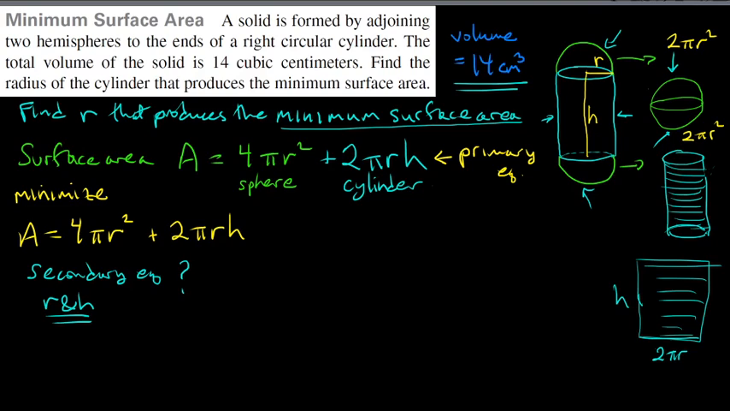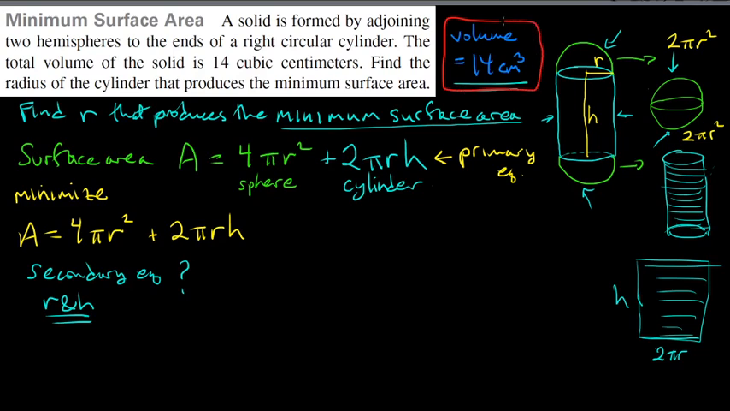Yep, that's a tricky thing, right? It's not given in the problem by any means. We have to determine that. We have to find the secondary equation. We have to find how r and h are related. Okay, what's the only thing we have not used yet in the problem?